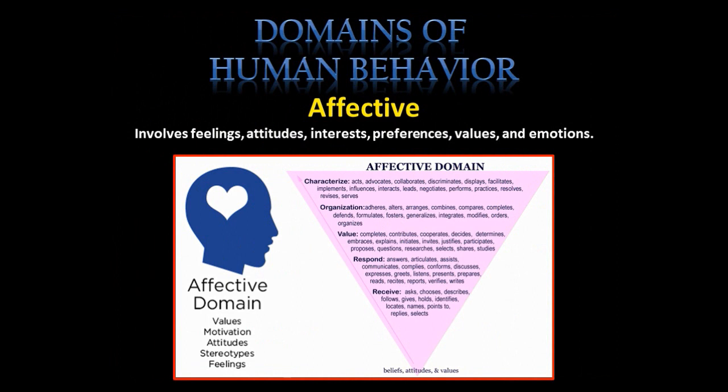The affective domain. A second behavioral domain is the affective domain. The affective domain involves feelings, attitudes, interests, preferences, values, and emotions. Emotional stability, motivation, trustworthiness, self-control, and personality are all examples of affective characteristics. Although affective behaviors are rarely assessed formally in schools and classrooms, teachers constantly assess affective behaviors informally.